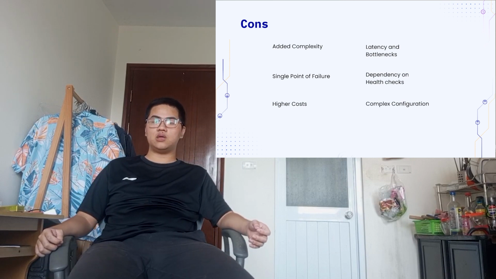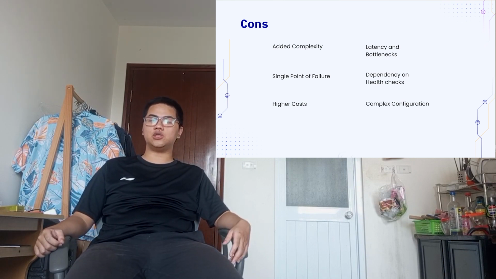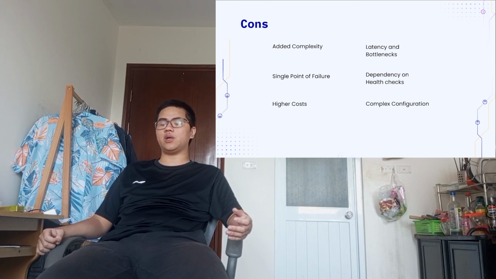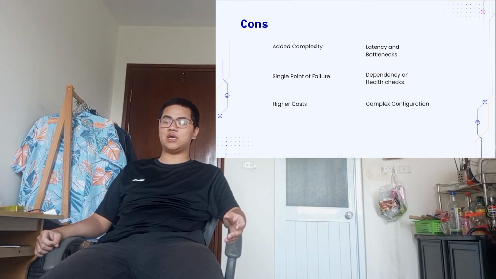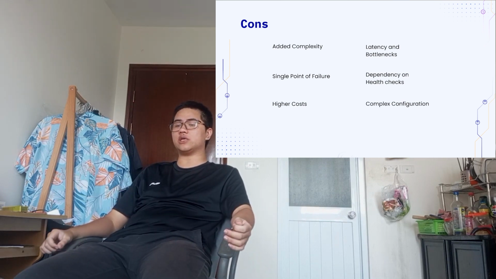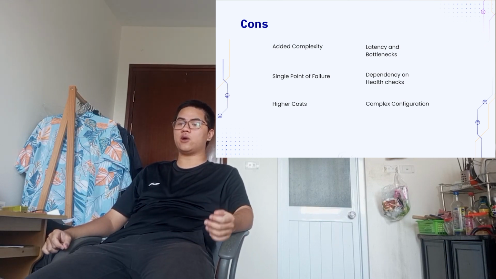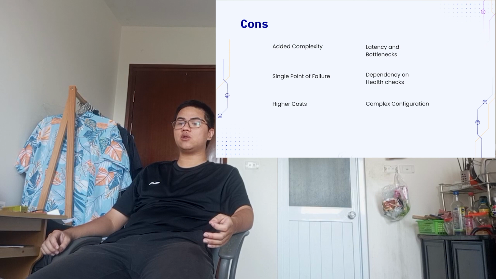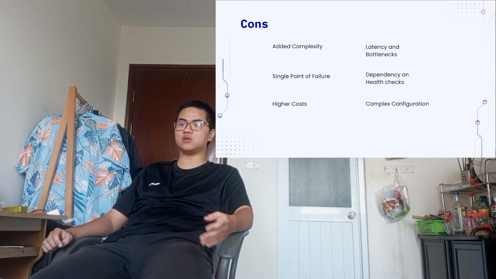Latency and bottleneck. The load balancer itself may introduce latency as it processes and routes incoming requests. If not properly configured, it can become a bottleneck affecting overall system performance. Dependency on health checks. Load balancers rely on health checks to determine the status of backend servers. If health checks are not configured correctly, it may lead to traffic being sent to unhealthy or underperforming servers.